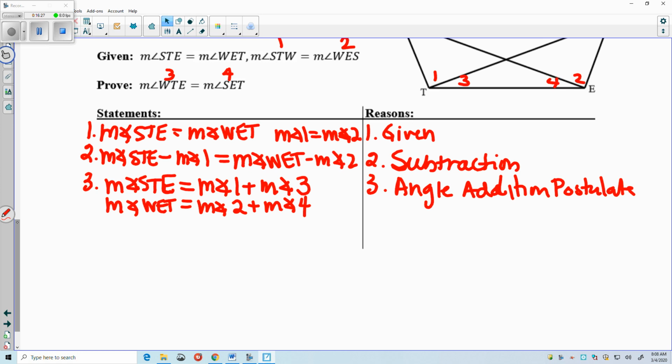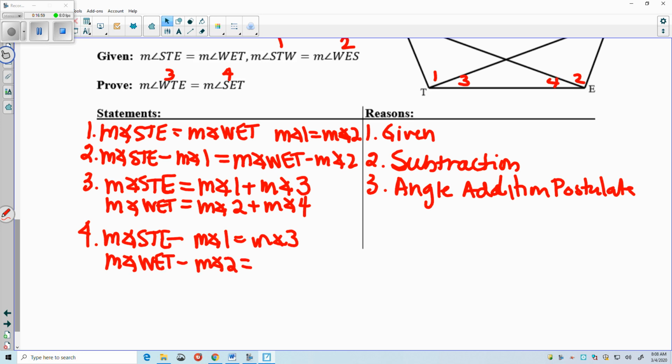Knowing what we're trying to prove, again, kind of like we did in the one up above, I'm trying to prove 3 is equal to 4. I'm going to go back to this line and try and get 3 by itself, which I can by subtracting the 1 over. So if I have measure of angle STE minus the measure of angle 1, I'm left with measure of angle 3. So now I know what 3 is all about. We're going to do the same with 4 because that's what I'm trying to prove. So I have the measure of angle WET minus the measure of angle 2 is equal to the measure of angle 4. So again, there's a subtraction.